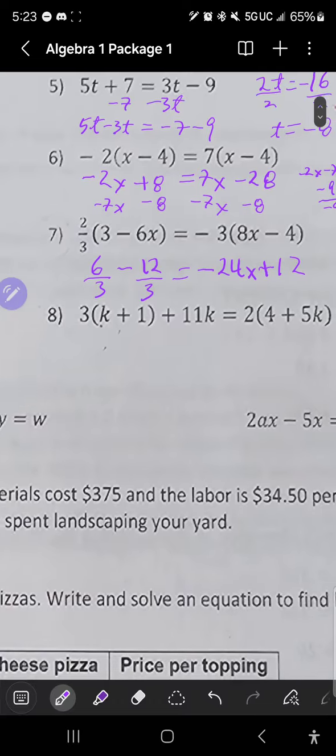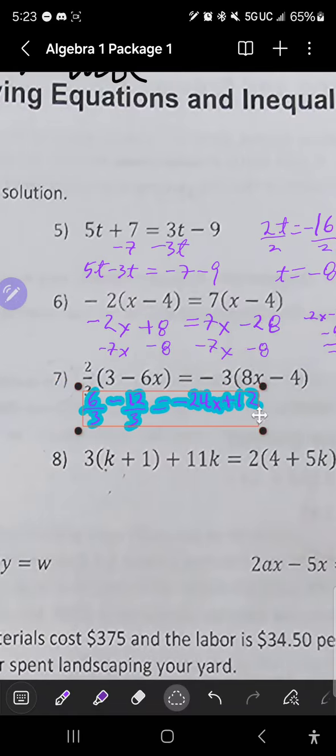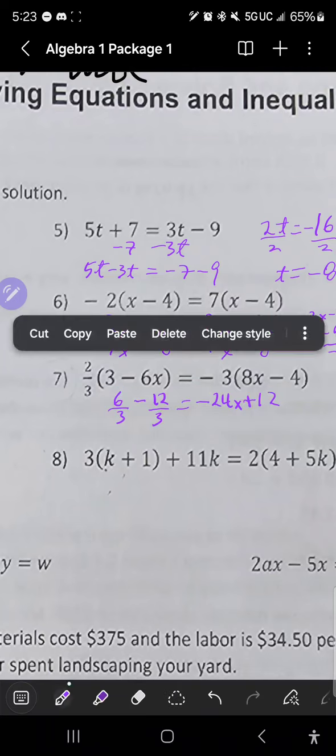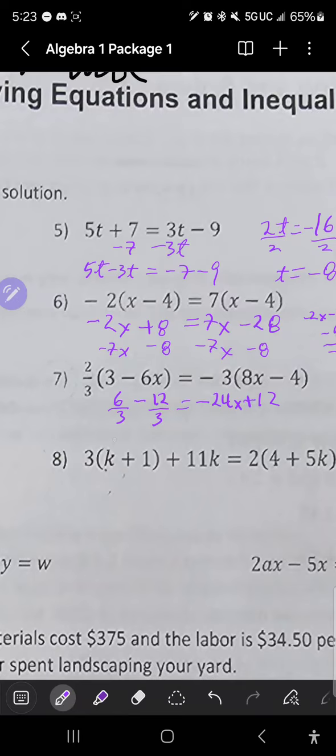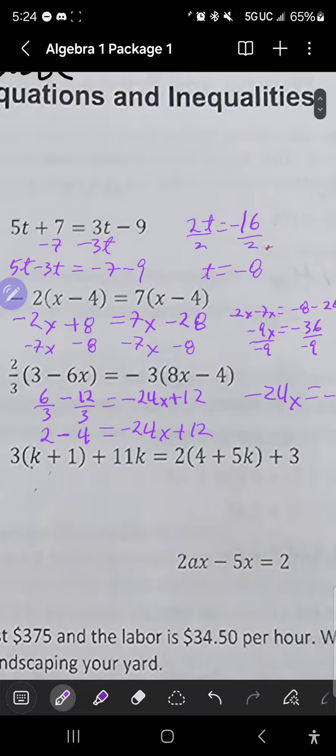What I recommend now, if you already noticed this, is that we have here 6 divided by 3 and 12 divided by 3. As you can see, we can divide those numbers. 6 divided by 3 is equal to 2 minus, because we need to keep the sign, 12 divided by 3 is equal to 4. Now we have 2 minus 4 equals negative 24x plus 12. We are going to combine like terms, keeping the x on one side and the numbers on the other side. So we have negative 24x equals, we need to subtract the 12, so negative 12 plus 2 minus 4.